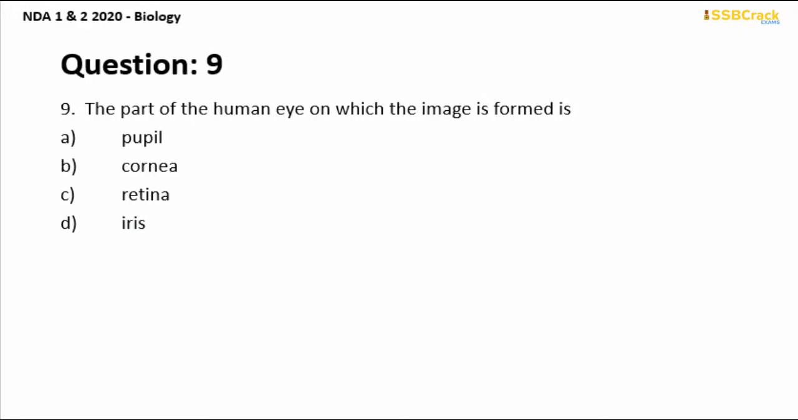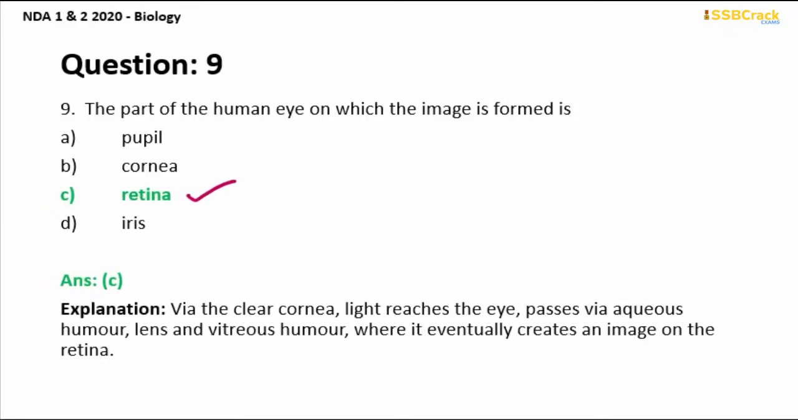Question number 9. The part of the human eye on which the image is formed is: option A pupil, option B cornea, option C retina, option D iris. We have discussed this, right? So what is the correct answer? It's option C, retina. Via the clear cornea, the light reaches the eye, then passes through the aqueous humor, lens and vitreous humor, where it eventually creates an image on the retina. So this is also a direct question. Okay, clear? Let us move on to the next question.